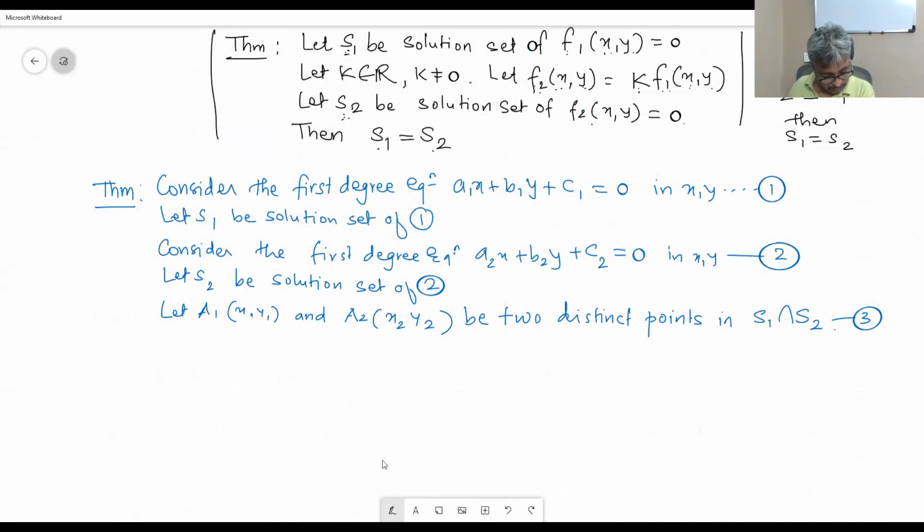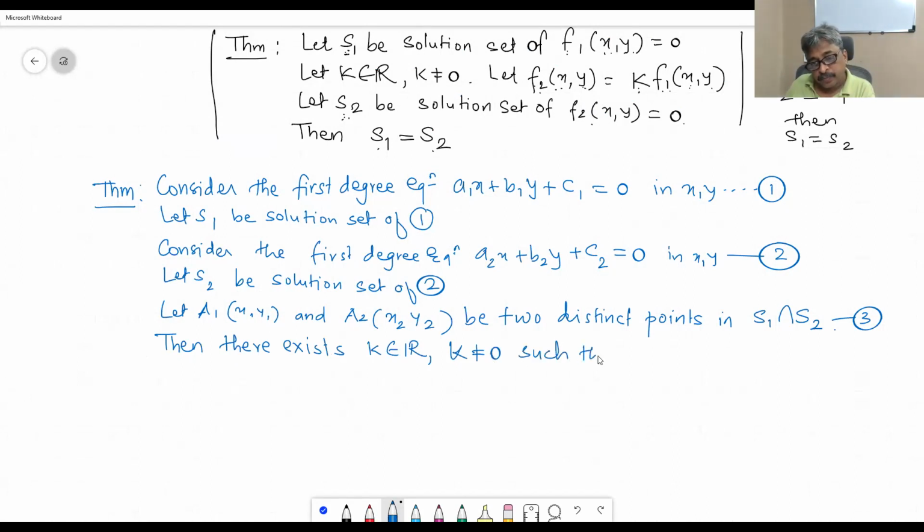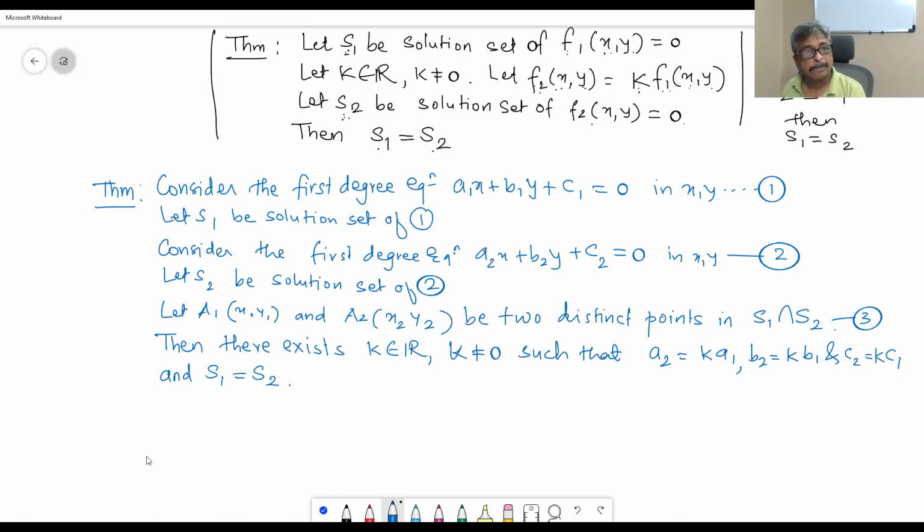Then there exists k belonging to R, k not equal to 0, such that a2 is equal to k a1, b2 is equal to k b1, and c2 is equal to k c1, and S1 is equal to S2. Okay.